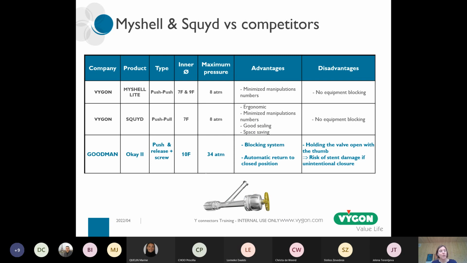And to finish, we have the OK2 from Goodman. This is a push and release plus screw system, and the diameter is 10 French, so it is the only one, I think. So it's good for kissing, to use multiple materials at the same time. And there is a blocking system and an automatic return to the closed position.